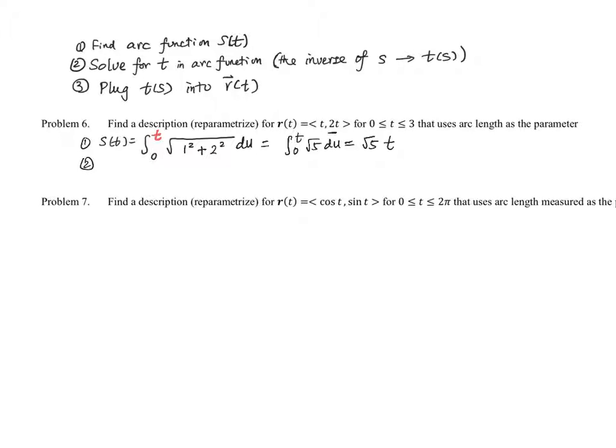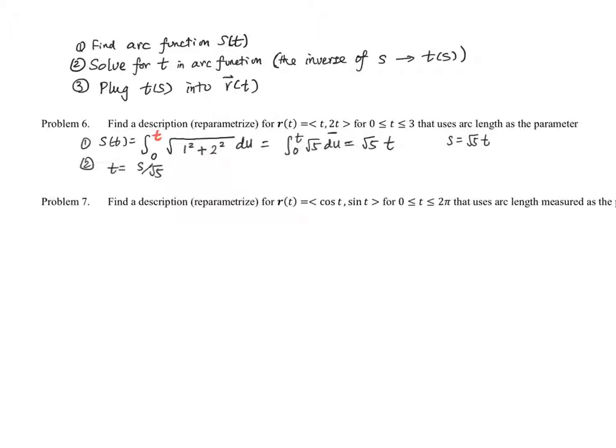The second step: what you have for now is that arc length is square root of 5t. So I want to solve for t in terms of s. So t is equal to s over square root of 5. Just divide both sides by square root of 5.